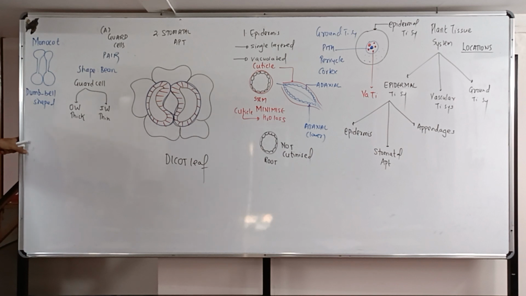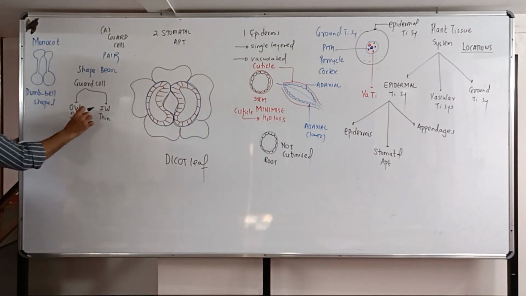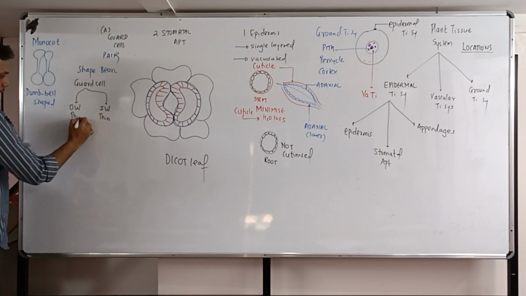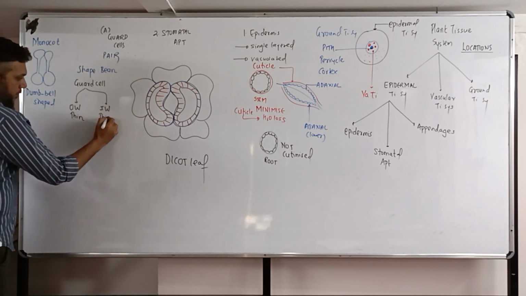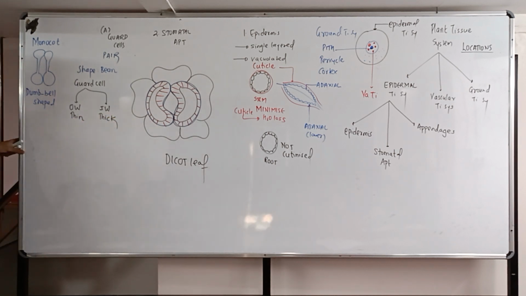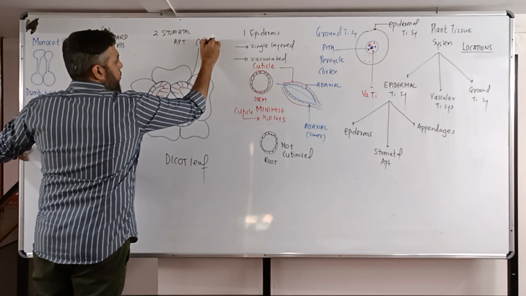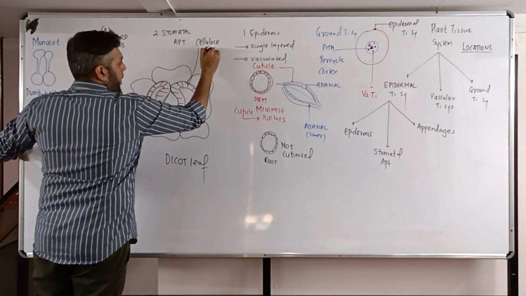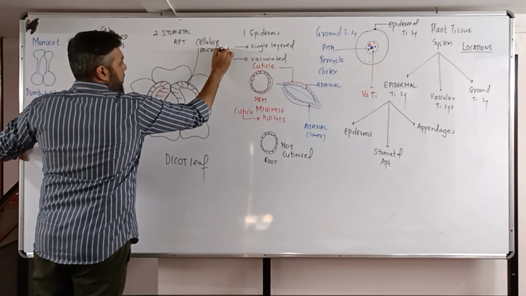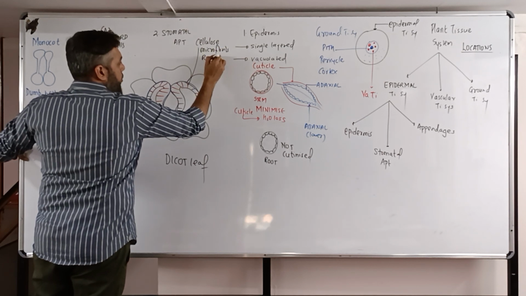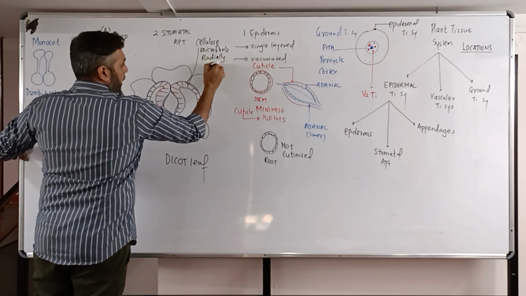Okay? Full time. Outer walls which are thin, inner walls which are thick. And do you see these red lines? These are cellulose microfibrils which are radially arranged.